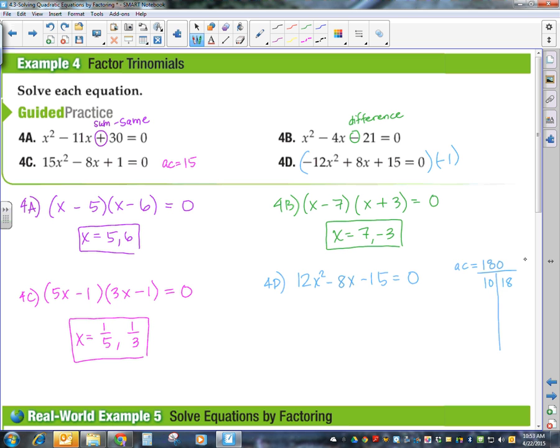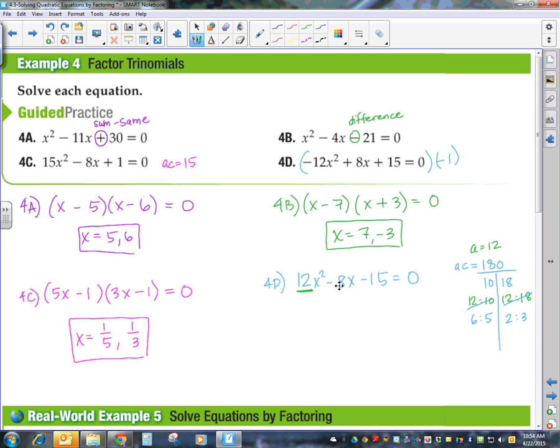I will tell you this. What I do, what I've done before, is I write it in a ratio with my a term. Okay? A is equal to 12. So what I write is 12 to 10 and 12 to 18. And then if I can reduce those, okay, this has a common factor of 2, and this has a common factor of 6, which is going to give me 2 and 3.